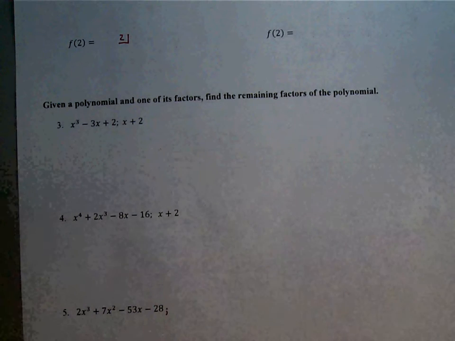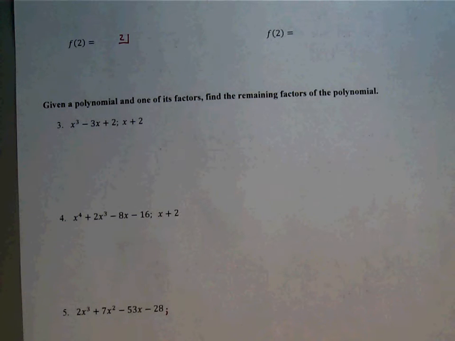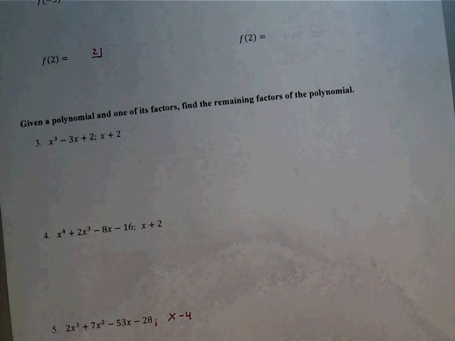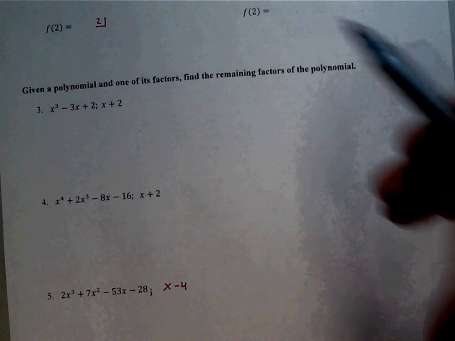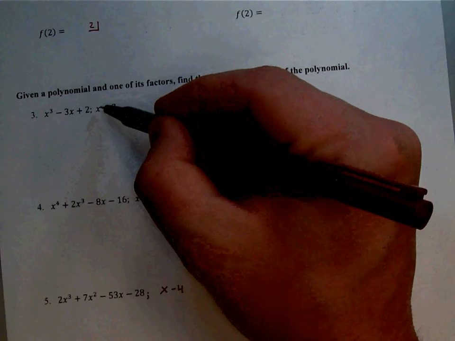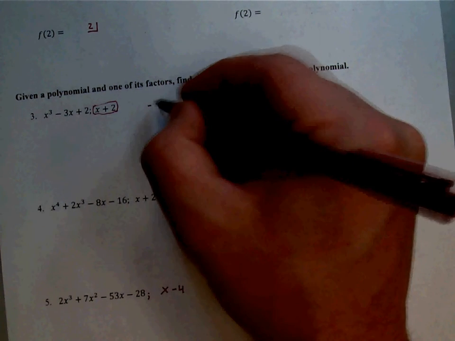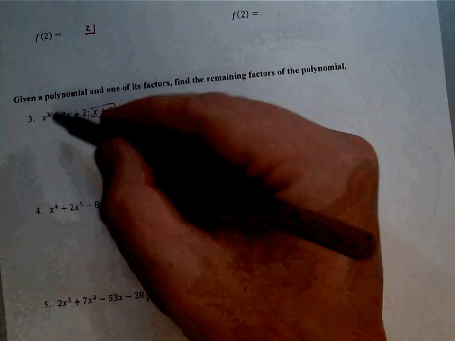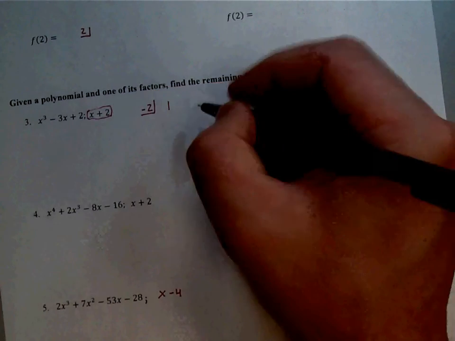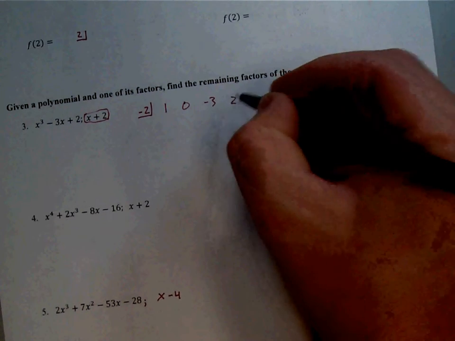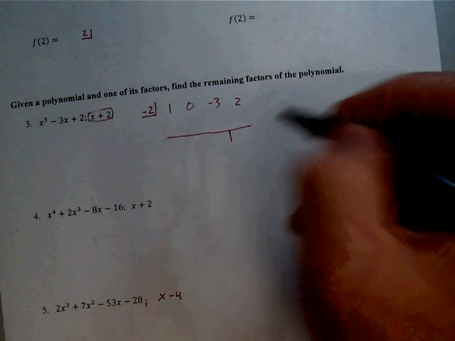Okay, so for 2x cubed plus 7x squared minus 53x minus 28, I'm telling you that there's a factor of x minus 4. So in each of these 3 problems, this is the factor. So you're going to do your synthetic division. Since that's a plus 2, you're going to do your minus 2 there, and then do your 1. Oh, there's no x squared, so it's a 0. Your x is a negative 3. Your constant is a 2. And so you're going to do synthetic division with that.